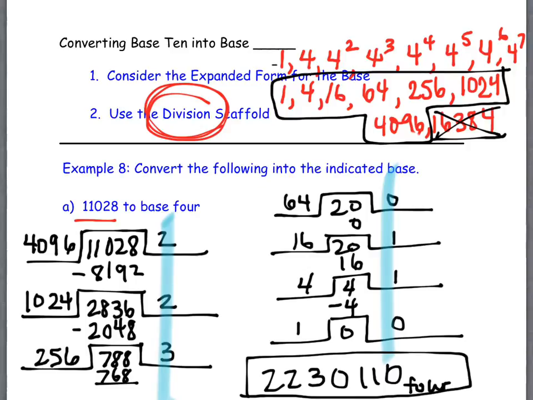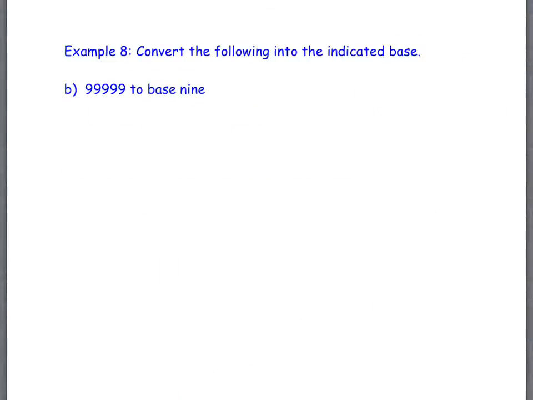Base 10. The number was 11,028. Had 5 digits, was base 10. In base 4, the number looks bigger, and the base is smaller. Are you with me? Okay, we're going to try another one. One more, I think, is exactly what we have left, right? All right, this is a wonderful number.